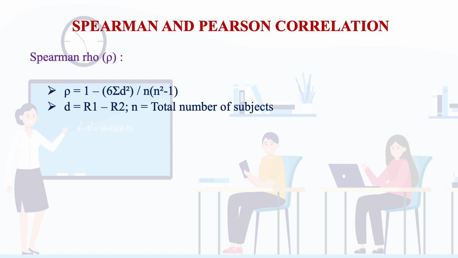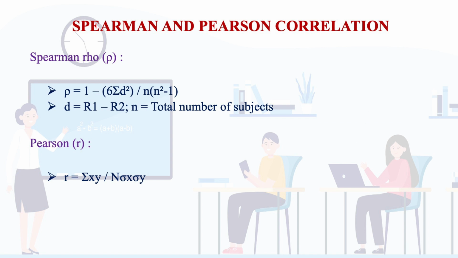You have to find out the d square, then multiply it with 6, then divide it by n into n square minus 1. N is the total number of subjects. If it is administered upon 50, then n will be 50. Then accordingly the Pearson correlation coefficient, that's called the R.